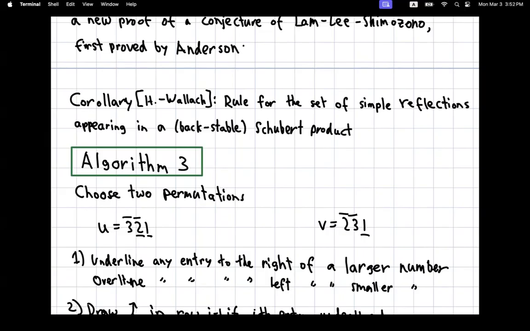So for time reasons, I've done this already, and I'll just talk through it. What we do is we choose two permutations. Here I've chosen some short ones. U is 3, 2, 1. V is 2, 3, 1. And we underline any entry that exists to the right of a larger number, and we put an overline on any entry to the left of a smaller number. So here we have underlines, underlines, overlines, underline, and two overlines.